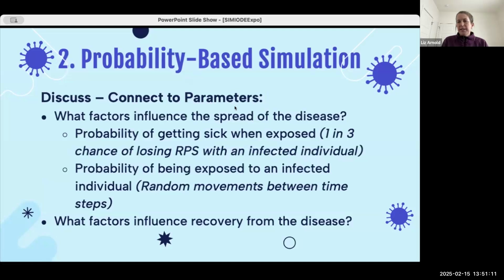So here we have noticed that when we talk about how their concrete experience relates to the parameter values in an SIR model, this simulation really helps them think about the probability of getting sick when infected. In this case, there's a 1 in 3 chance. And there's this probability, through the random movements, of being exposed to an infected individual. And this simulation also allows us to ask our students, what factors influenced recovery from the disease?